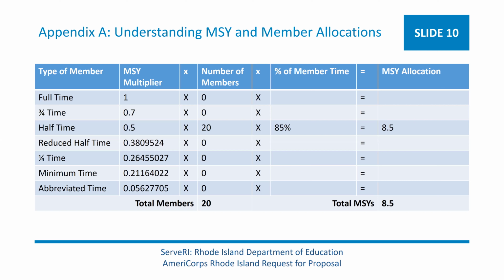In Appendix A, which I alluded to earlier, in the national performance measures, they have this table to show how MSYs are allocated and how you can come up with that number. So first, what you do is you consider the member's schedule for the total year. And I've made an example. So in the example, we have half-time members. That's 900-hour terms of service, working on an intervention.